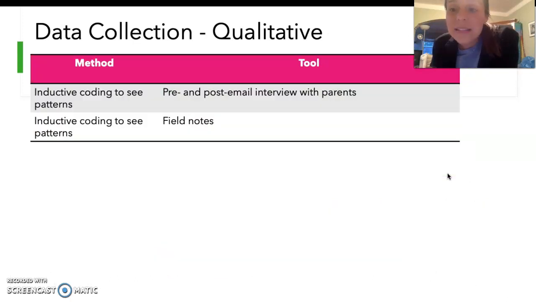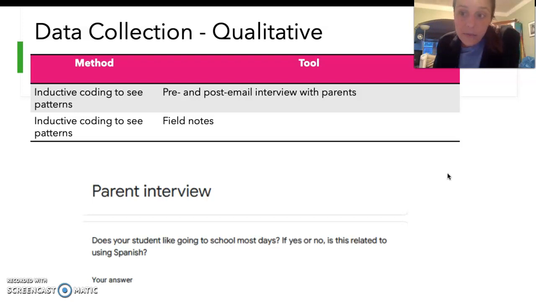And as far as qualitative methods, I will be doing pre and post emails, interviews with parents, and I'll be doing inductive coding to see patterns, as well as my own field notes, inductive coding to see patterns. Here's an example of a parent interview question.